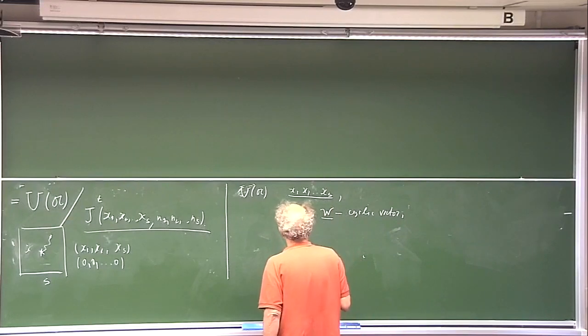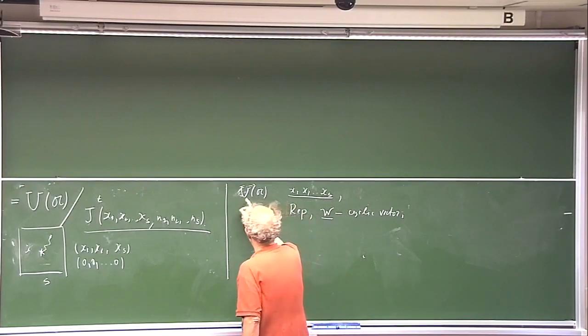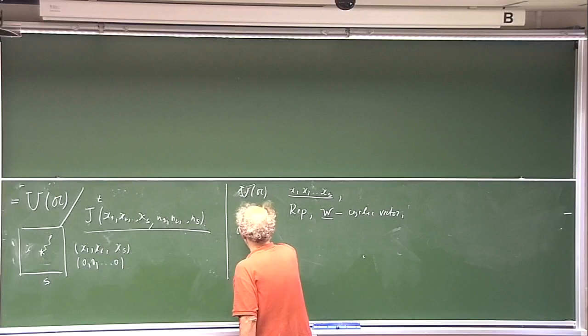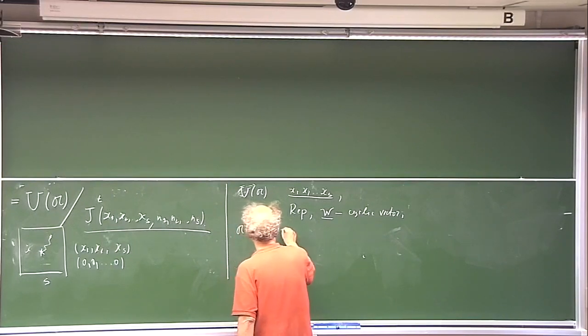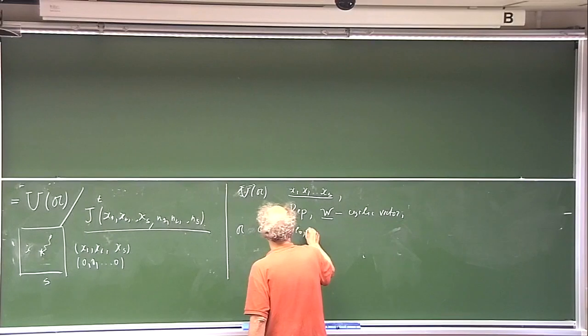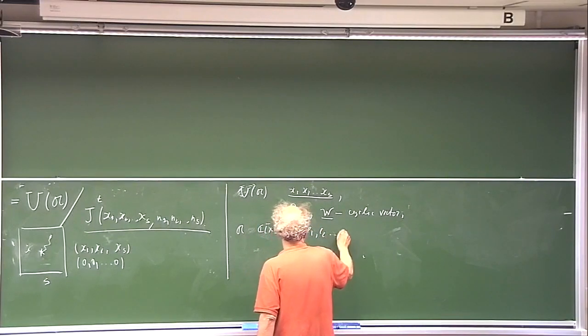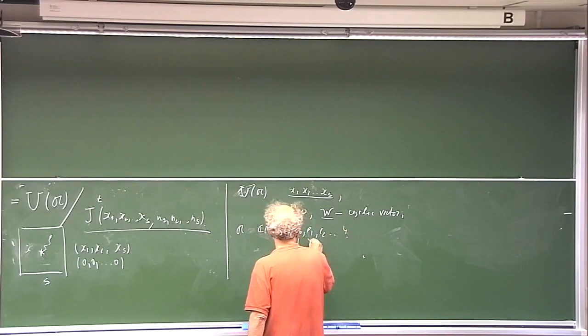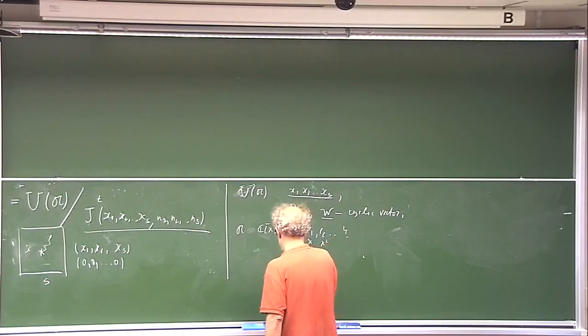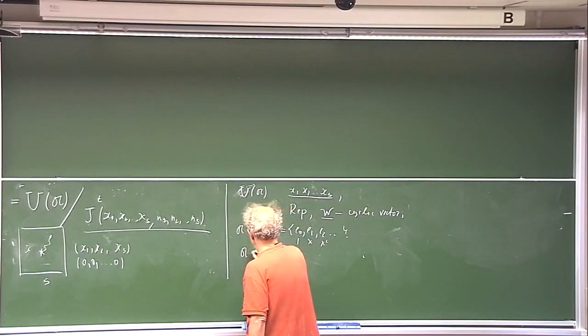So the Lie algebra A is, by definition, Cx, and it has basis E0, E1, E2, and so on: it is 1, it is x, it is x squared, and so on. And the Lie algebra A is graded.